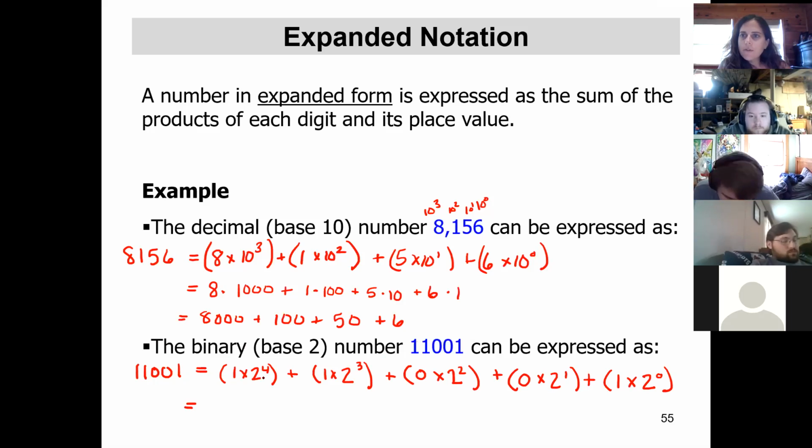What's 2 to the fourth? 16. What's 2 to the third? 8. 2 to the second? 4. 2 to the first, okay? So this, I'm going to leave it at this. This is our expanded notation for binary. This is what it's saying.